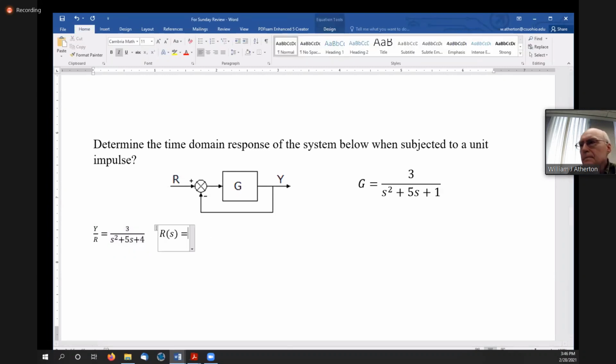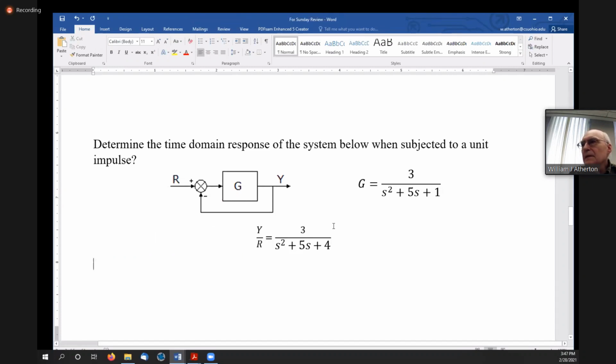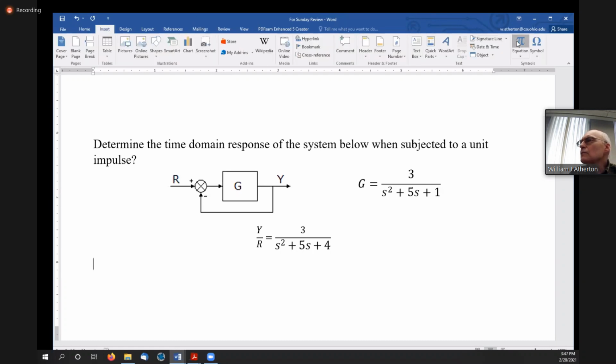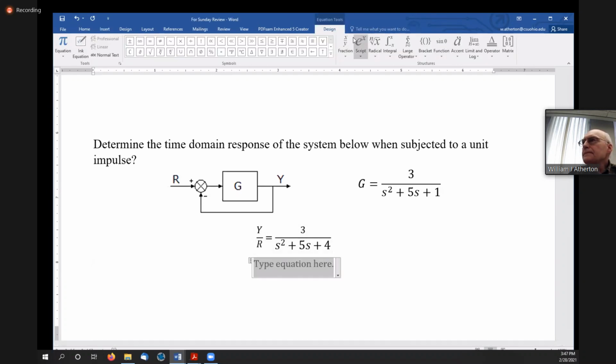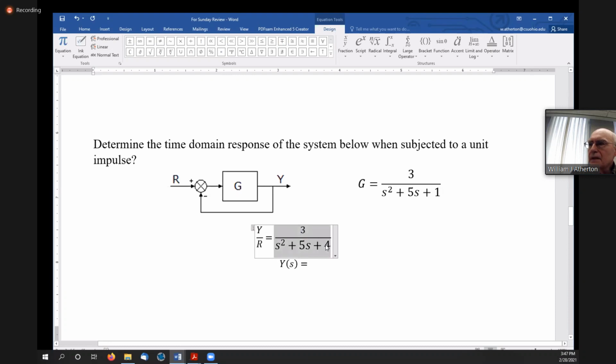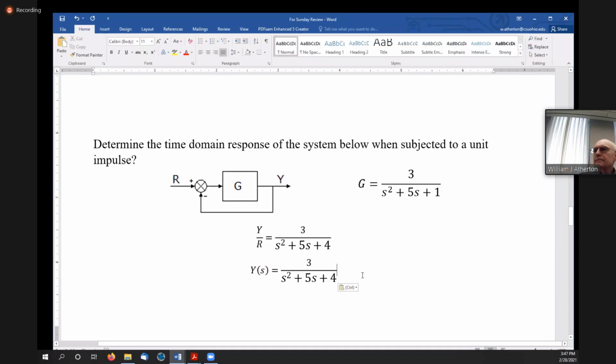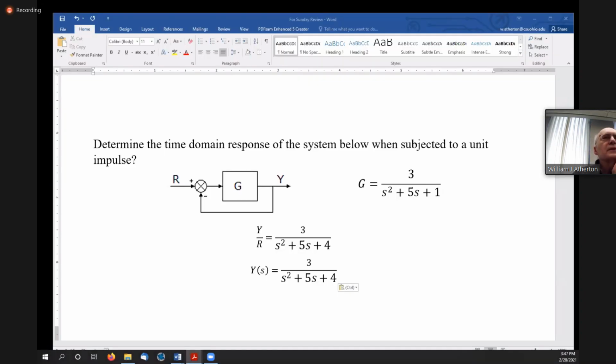So, out, so my equations look a little better. Come down here, insert Y of s is equal to this, because R is equal to 1. So we got to go to the table of Laplace transform pairs. And I got that here. So bring this over here.